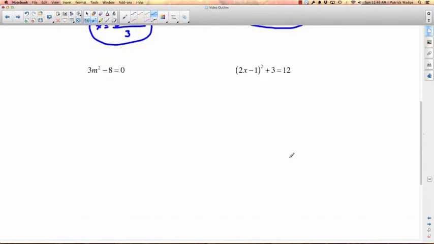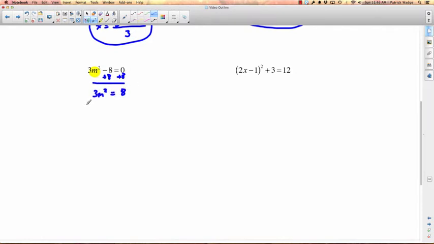Okay, next, why did I put this one here? Oh yeah, I know why. So we want to get the squared bit isolated. The only thing squared is that m, not the 3m, just the m. So you got to get the m isolated. To do that, we'll first of all move the 8 over. Going to add 8, right, to both sides. So you get 3m squared equals 8.